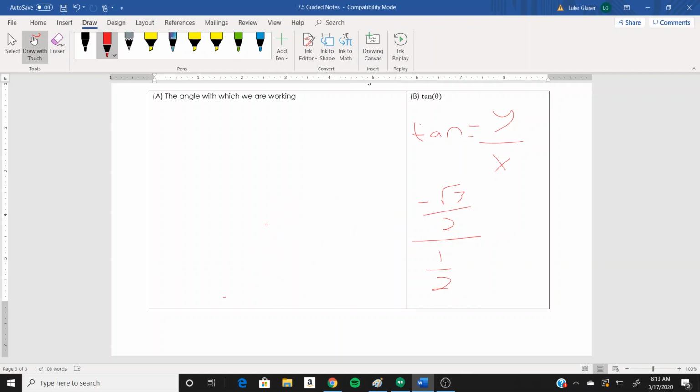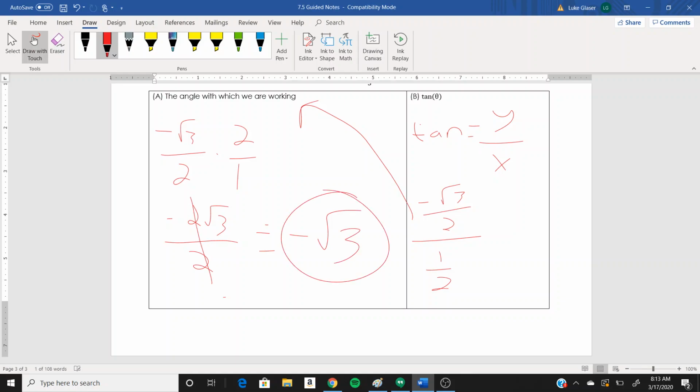So negative root 3 over 2 divided by 1/2. We're going to multiply by the reciprocal. So I get negative root 3 over 2 times 2 over 1, which gives negative 2 root 3 over 2. Those 2's are going to cancel out, leaving me with negative root 3. So the tangent of 300, or the tangent of 5 pi over 3, is going to be negative root 3.